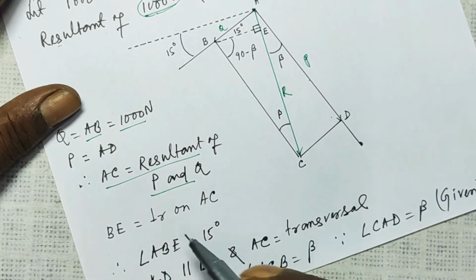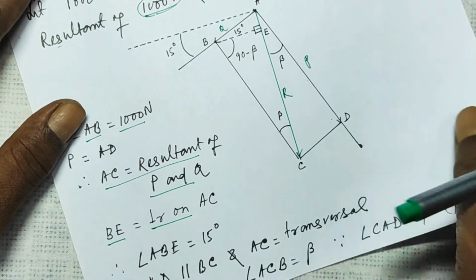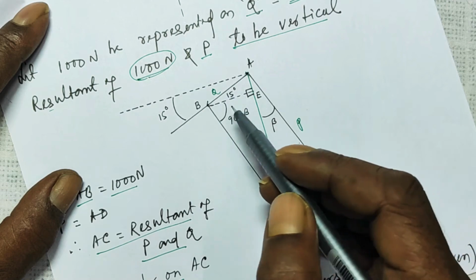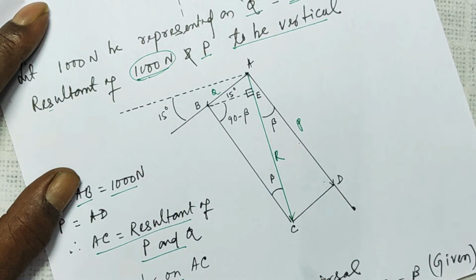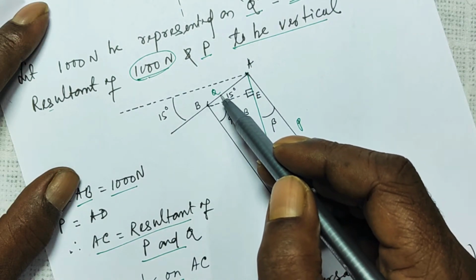What I have done is, BE is drawn perpendicular on AC. Look at this, BE is perpendicular on AC. So this dotted line and this dotted line are parallel. Therefore angle ABE is 15 degrees.